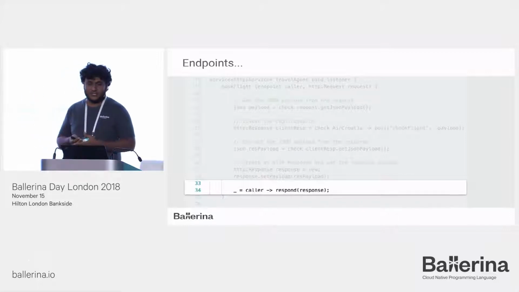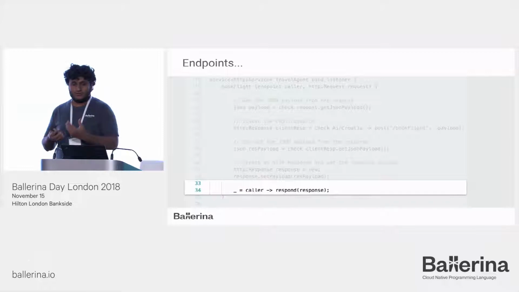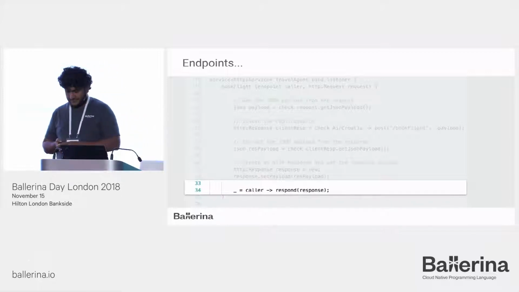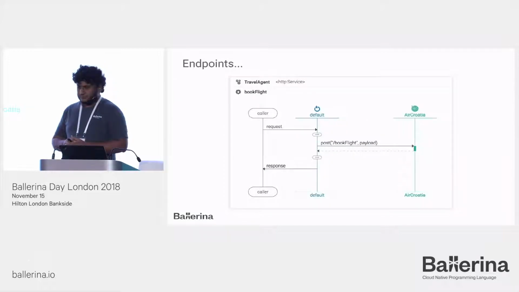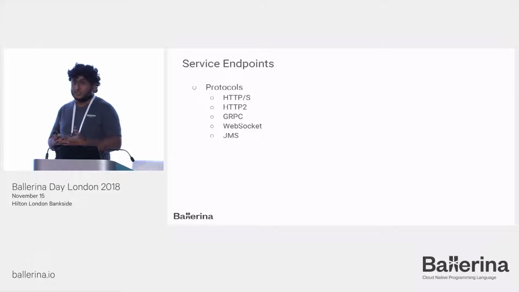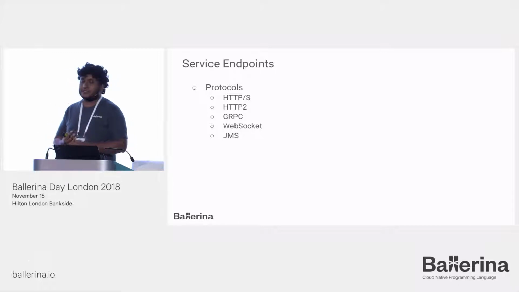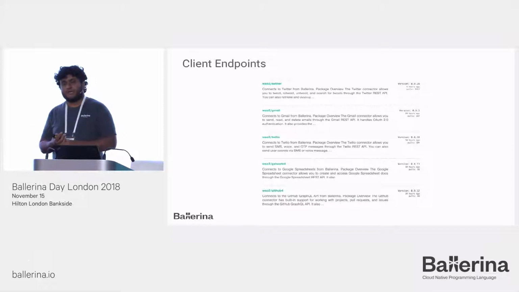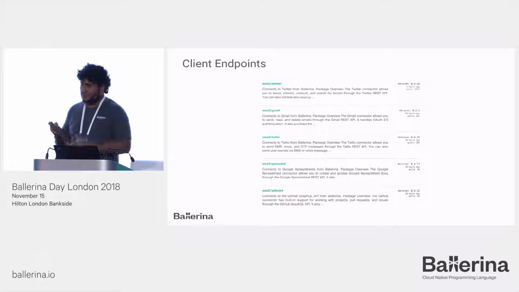And this is the client endpoint. It's basically of type HTTP, and it's used to send out requests to this specific HTTP endpoint. You have properties like the URL and other properties like whether to follow redirects or not, and so on. All of those are built into the endpoint properties.